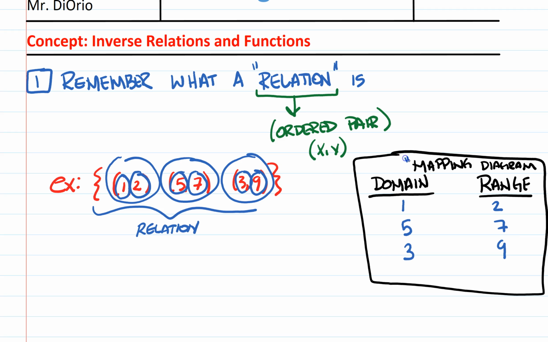And this thing that we can use is called a mapping diagram. So what that means is that if you give me a 1, 1 is going to map to 2. If you give me a 5, 5 is going to map to 7. And if you give me a 3, then 3 is going to give back and map to 9. So we can use a mapping diagram to visualize a relation, and a relation is nothing more than an ordered pair. So this should be a review, so I wanted to bring that to your attention.